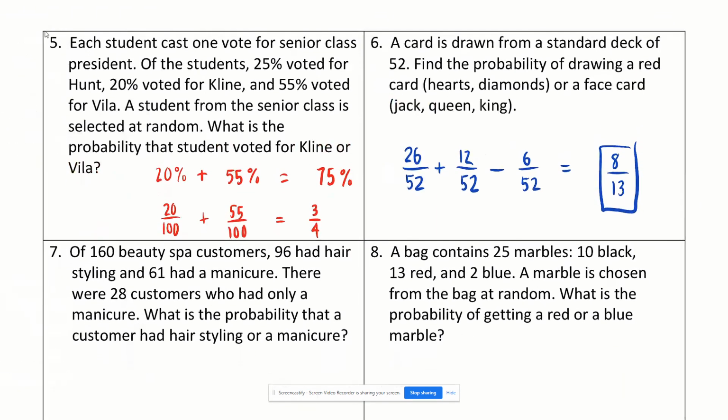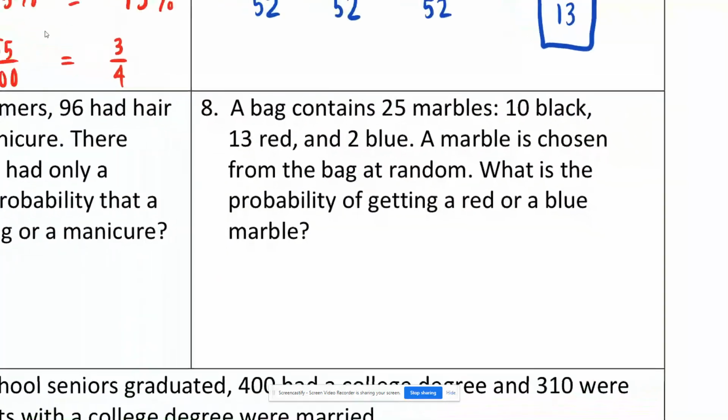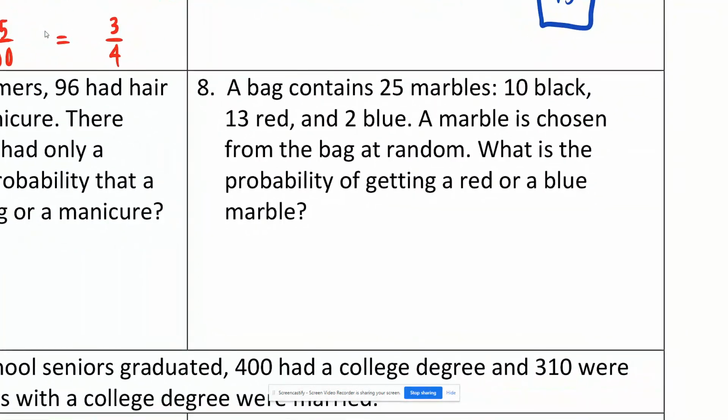Okay? Now we're going to skip number 7. Let's look at number 8. A bag contains 25 marbles, 10 black, 13 red, and 2 blue. A marble is chosen from the bag at random. What's the probability of getting a red or a blue? Guys, is this mutually exclusive or is this inclusive? Is there any chance there's overlap here? No. You don't have a red and blue marble. There's no overlap there.